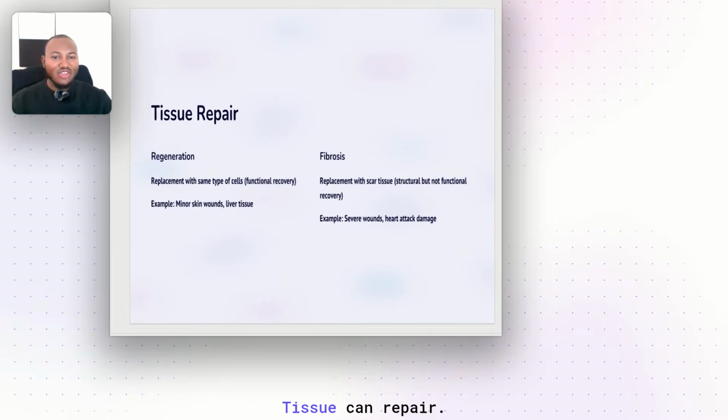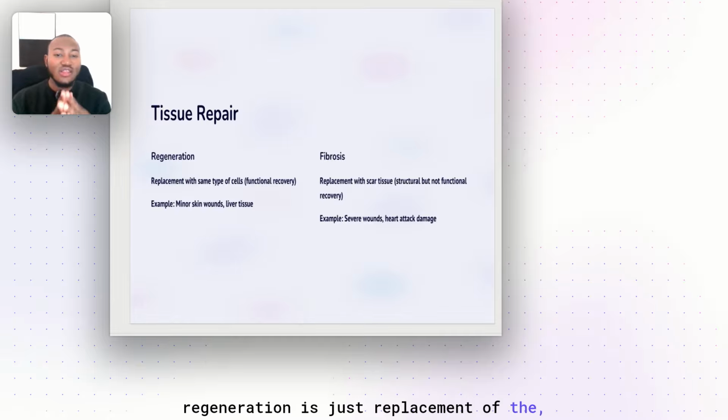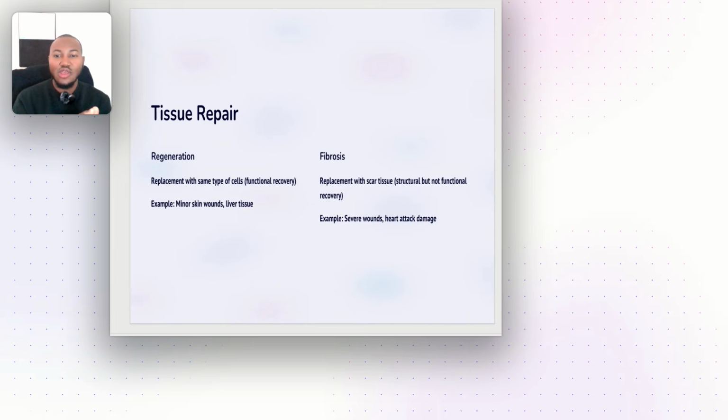Now, we have tissue repair. Tissue can repair through regeneration and fibrosis. This one is very straightforward. Regeneration is just replacement of structure and function. So you have a cut, after it heals you don't even see it again. That is regeneration. Everything, the function is normal.